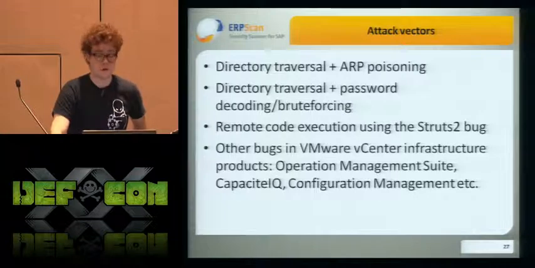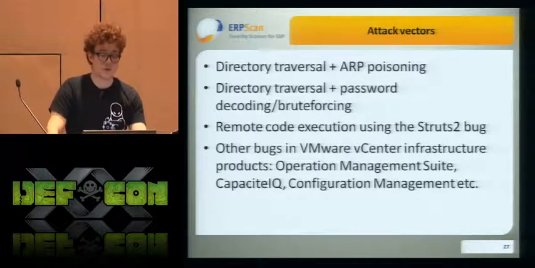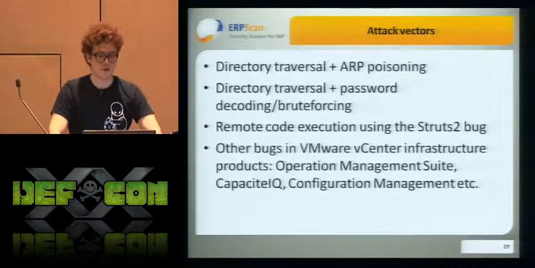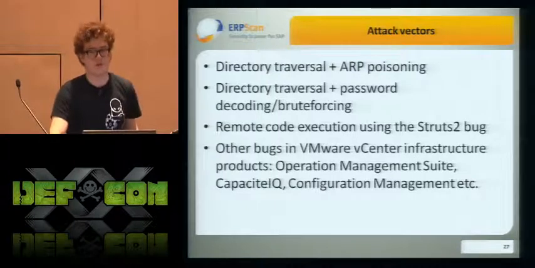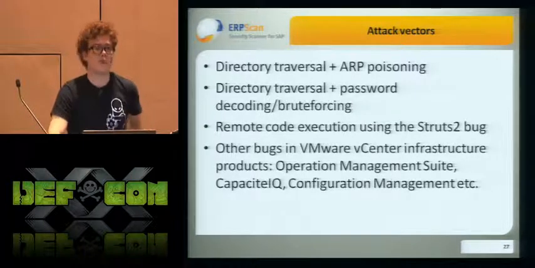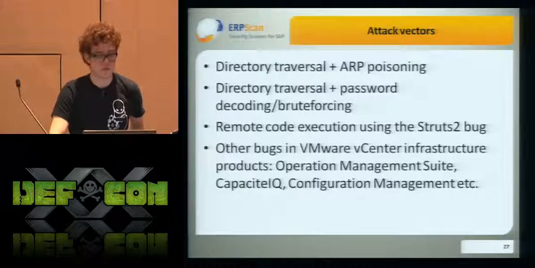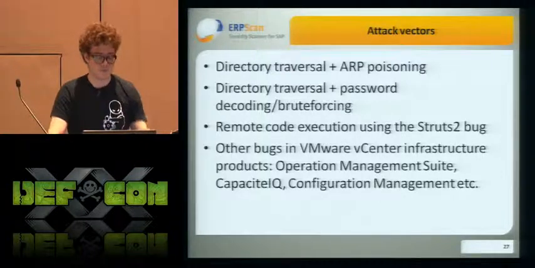So there are 4 vectors to attack vCenter: directory traversal and ARP poisoning, directory traversal and password decoding with brute forcing, and remote code execution using the Struts bug. Also, there are a lot of products that work with vCenter, like the operations management suite and capacity and configuration management. They all have some sort of credentials for vCenter, so there may be other vulnerabilities in the system. If you have one, you may think about how to make it more secure.